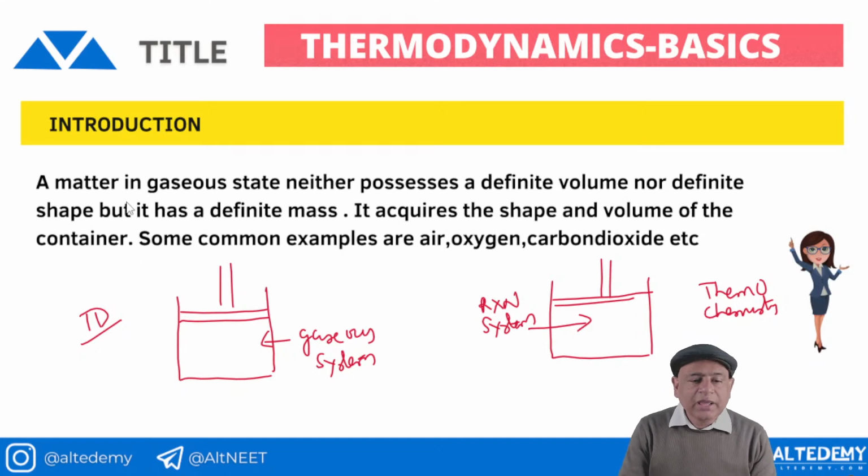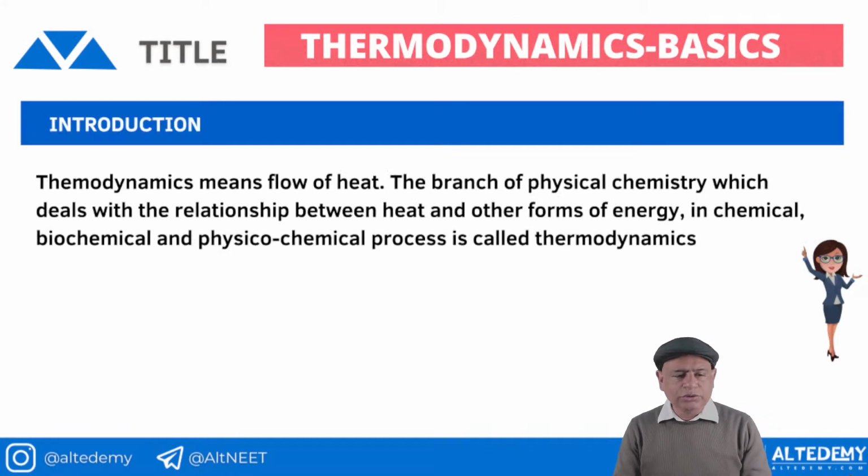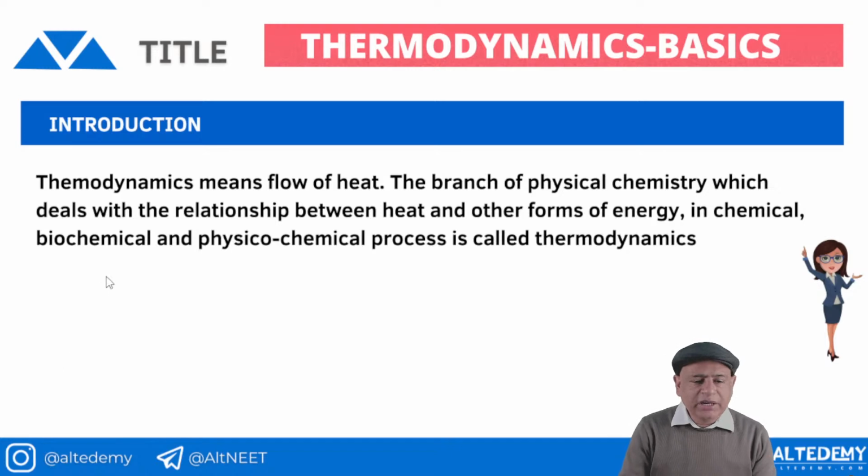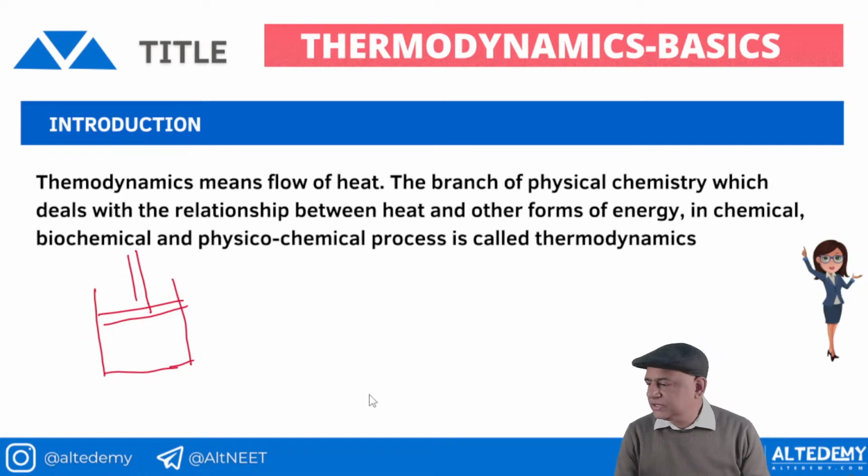A matter in gaseous state neither possesses a definite volume nor a definite shape, but it has a definite mass. It acquires the shape and volume of the container. Some common examples are air, oxygen, carbon dioxide, etc. You know these things, I understand. Right now I am reducing our entire discussion related to thermodynamics. Let us just try to understand: if we are talking about a gaseous system, what are the things that will come into picture? Which are the things that we will be taking up?